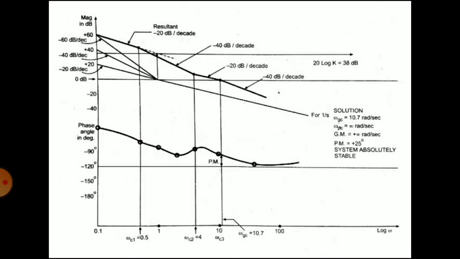After that, you have to calculate WGC and WPC by the defined parameters, and then you have to find out GM and PM. Now in this graph, the GM is positive and the PM is positive. So you can say the system is absolutely stable. So you can see here PM and GM. So the system is absolutely stable. So this is regarding the stability analysis by using the Bode plot. Thank you.